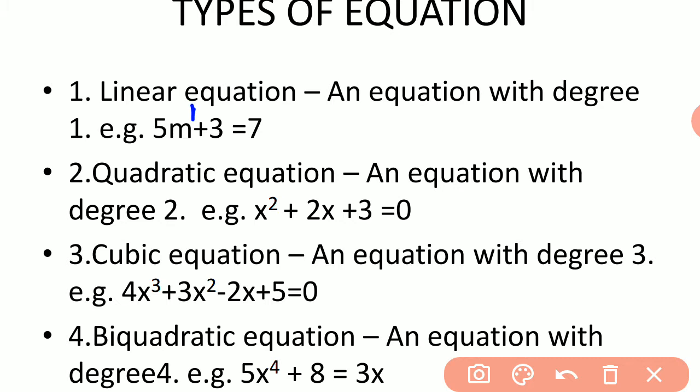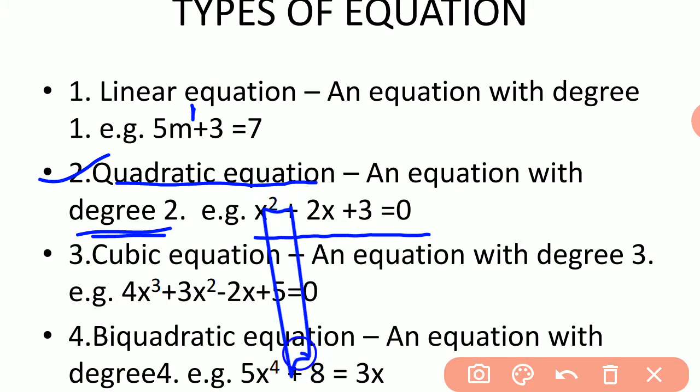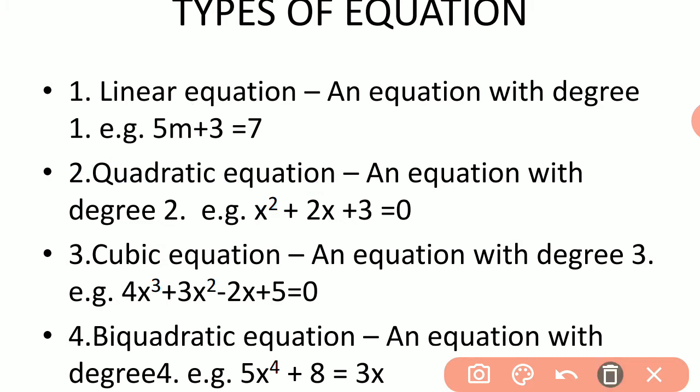Second, quadratic equation. When degree equal to 2, then the equation is known as quadratic equation. The example of quadratic equation is x square plus 2x plus 3 equal to 0. Here the highest power of variable x is 2. So the highest power is 2. So this is known as quadratic equation.